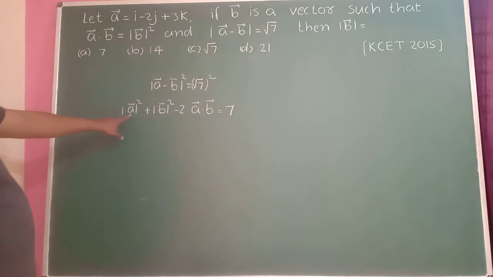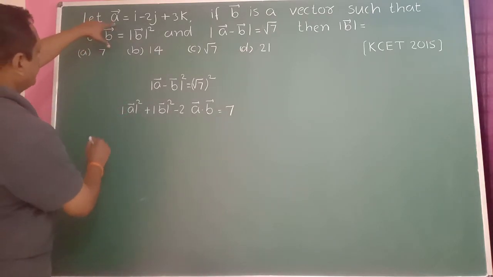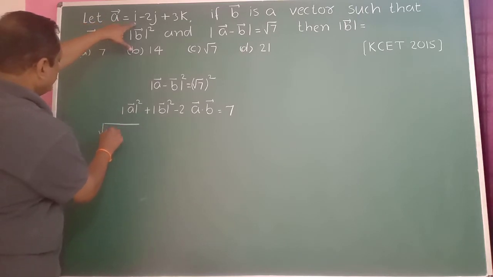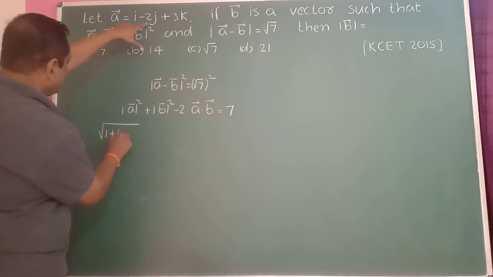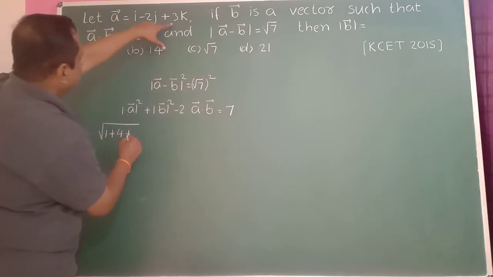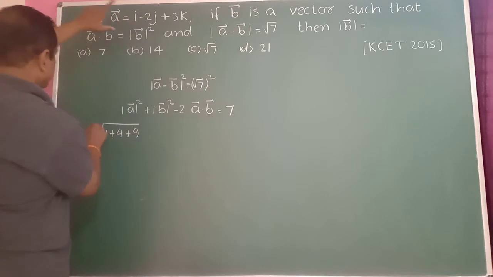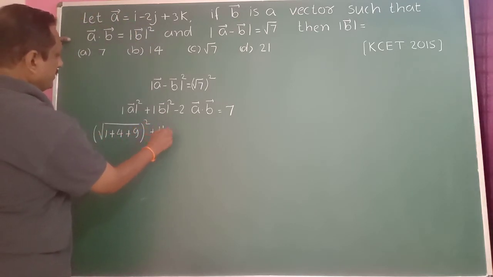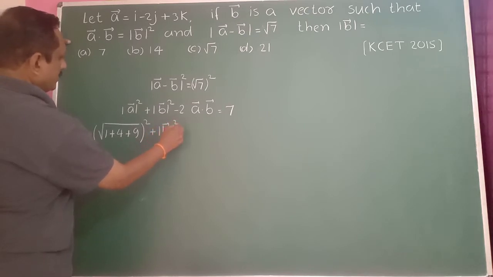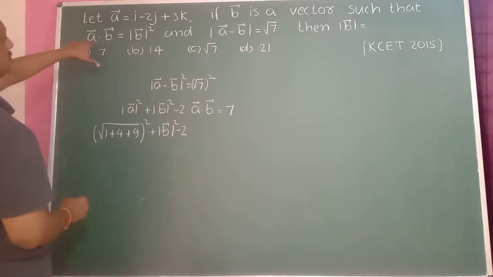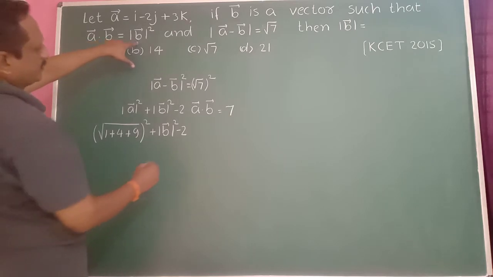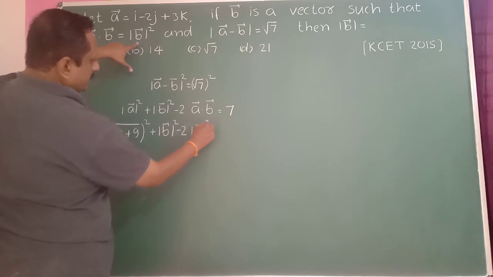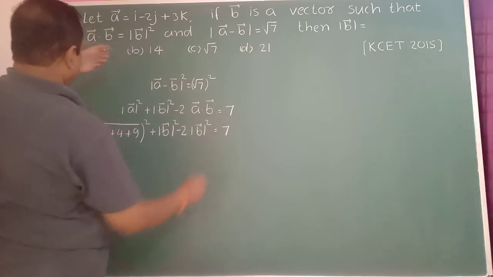Then the modulus of a bar square: modulus a bar is this vector here, so root of 1 square is 1, plus 2 square is 4, plus 3 square is 9, it's a square, then plus modulus of b bar square minus 2 into, and also they have given a bar dot b bar is the modulus of b bar square, therefore this is the modulus of b bar square, is equal to 7.